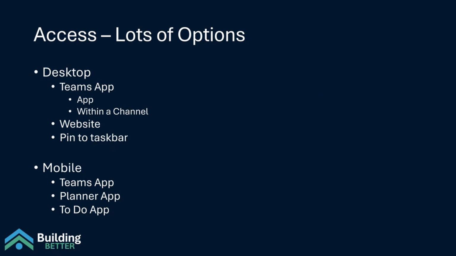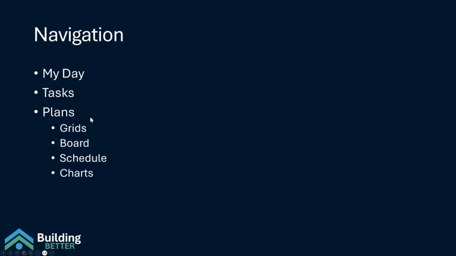So if you need to get access right away, think of the Planner app as your group app, To Do as your local app. I think eventually these two will go away, and they're just going to focus on making sure all the features are there, packed into Teams. The only question I have is it's a little slower to get to. So let's jump in with navigation. So you have My Day, you have tasks, and you have plans. And we'll actually jump in and show you how to access this all as well.